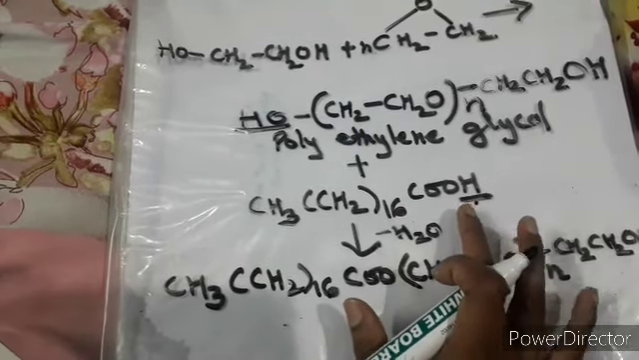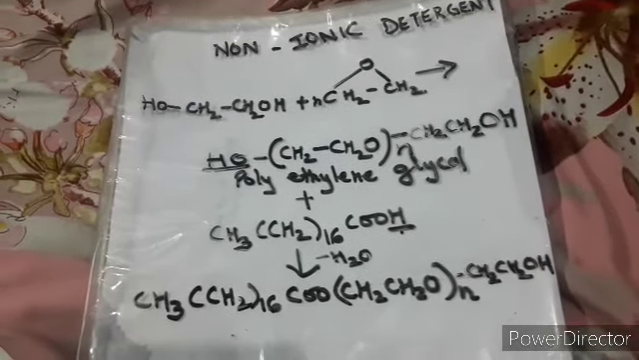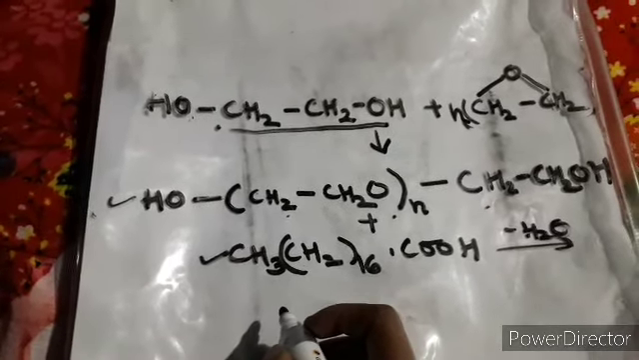Once again I am telling you, the polyethylene glycol that is formed from the above reactions reacts with the stearic acid. In this stearic acid, from here the H has been removed, and from this particular alcohol this OH is removed, and they leave in the form of water, and you get this compound, right? And this particular compound that is formed is a non-ionic detergent. So this way you can easily get an idea of non-ionic detergents, right? Removal of water molecules takes place, and a non-ionic detergent is formed.